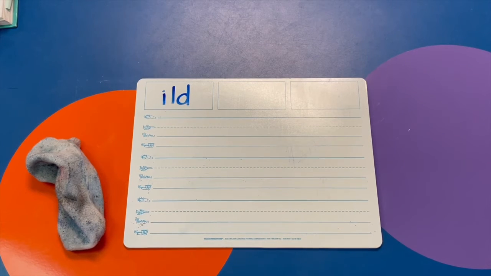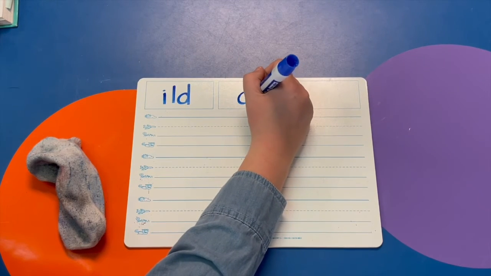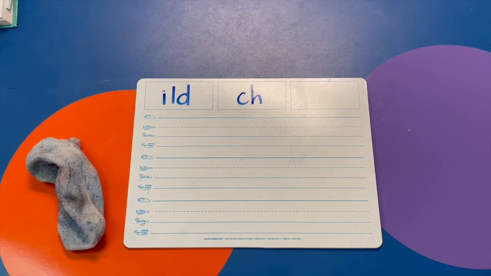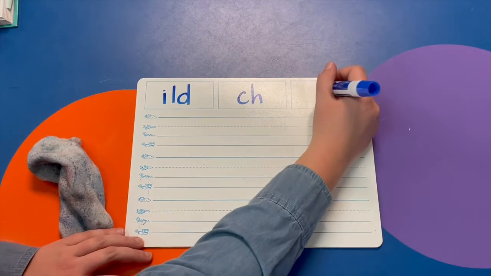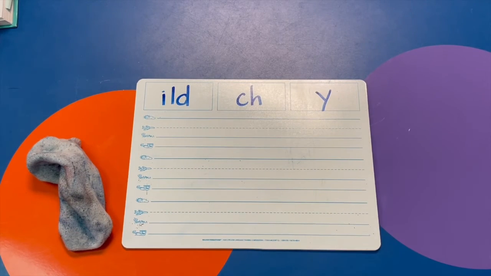Try the letters that go together and say ch, like in the word chip. C-H, good job. And write the letter that can sometimes act like a vowel and make the sound I or E. This letter sometimes acts like a vowel. It can say I or E, usually on the end of words. Yes, that's the letter Y that can sometimes act like a vowel.